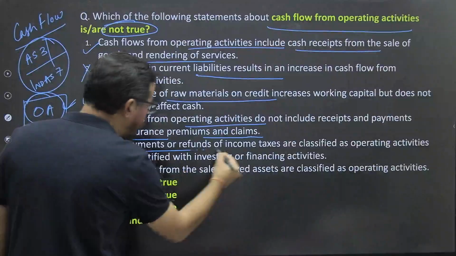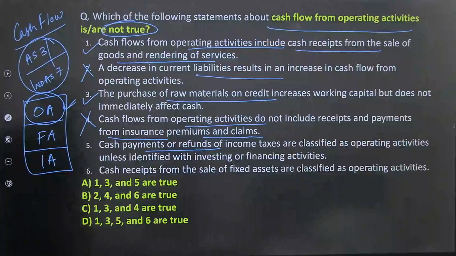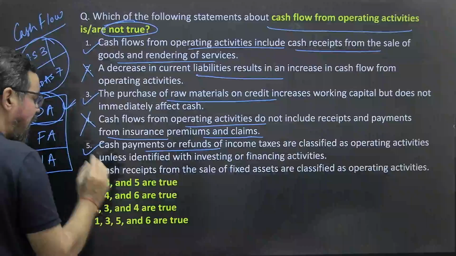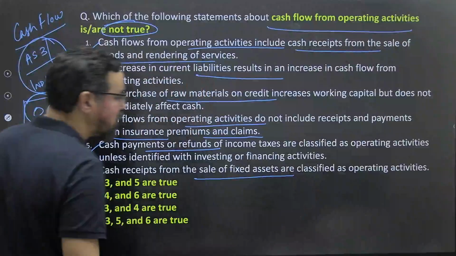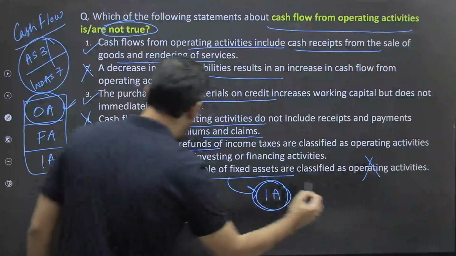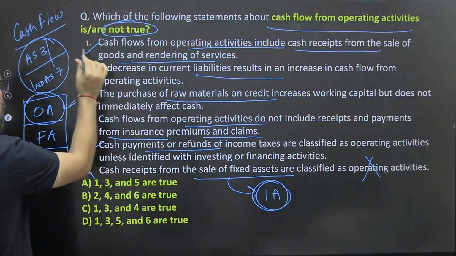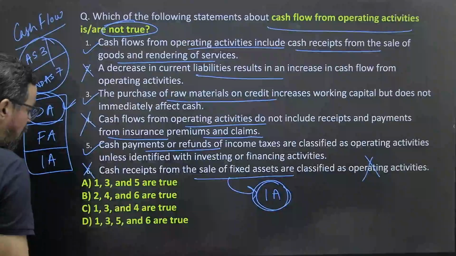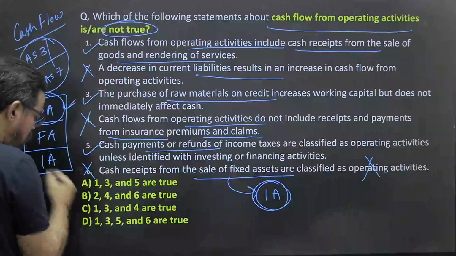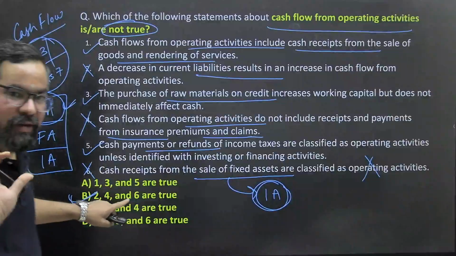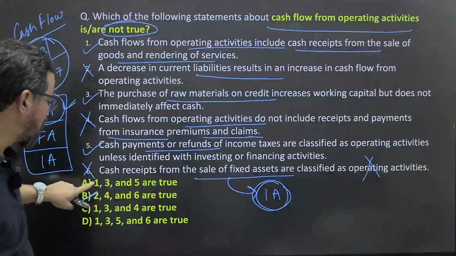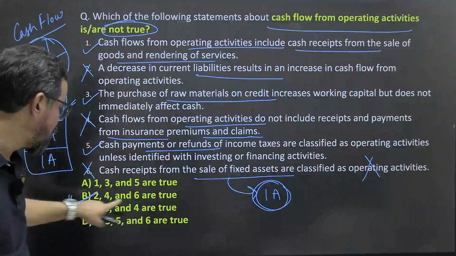Cash payments or refunds of income taxes are classified as operating activities, yes, unless identified otherwise. Cash received from sale of fixed assets is classified under investing activities. These are inflows from investing activities, not operating activities. This is also wrong. So 1, 3, 5. No, we have to find the wrong statements: 2, 4, 6, which means option B. This is a very nice question, confusing also. If you are in the flow of finding right options, you'll get a wrong answer. 1, 3, 5 are the right statements. The wrong statements are 2, 4, 6.